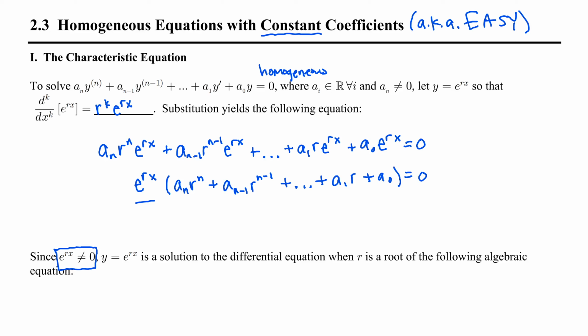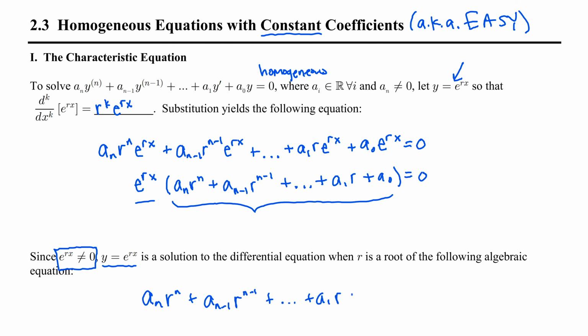This means that y equals e to the rx, our assumed solution, will work for this differential equation when r, the real number r, is a root of what we're going to call the characteristic equation. That is, when we set this factor equal to 0, we get the characteristic equation. This is a sub n r to the nth power plus a sub n minus 1 r to the n minus first plus ... plus a sub 1 r plus a naught equal to 0.